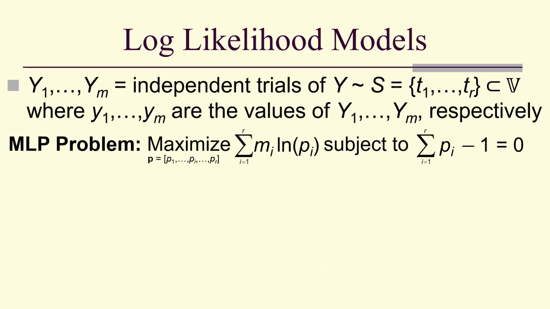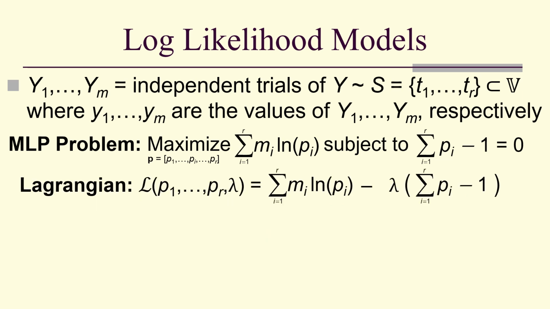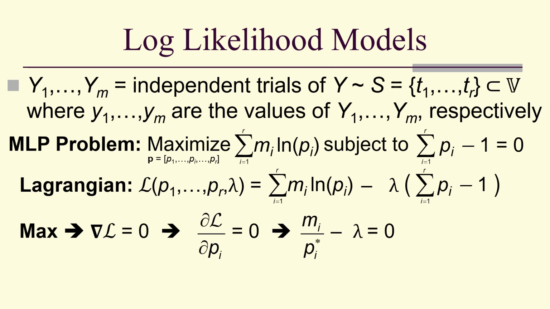So let's look again at log likelihood models. We're going to do this problem where there are no other constraints, no assumptions, and no parameters. So the Lagrangian looks like this. We take the derivative, the gradient, set it equal to 0. That means the derivative with respect to each p sub i is equal to 0. So m sub i over p sub i star minus lambda is 0. p sub i star is m sub i over lambda.